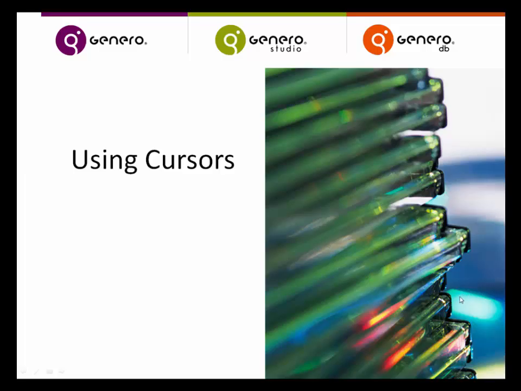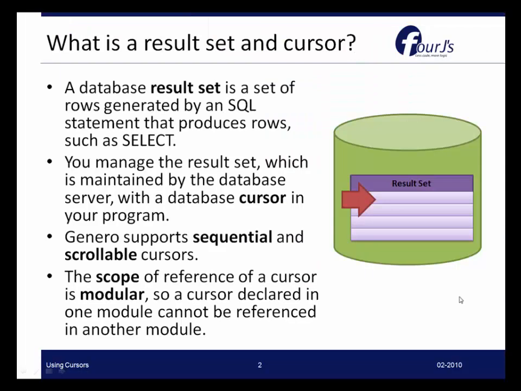In this video, we'll look at using cursors to manage result sets created by a select statement that is producing multiple rows. A result set is a set of rows generated by a SQL statement, such as select. Now you're going to manage this result set by using a database cursor. So the result set is on the database server side. The cursor you'll create and use in your program.